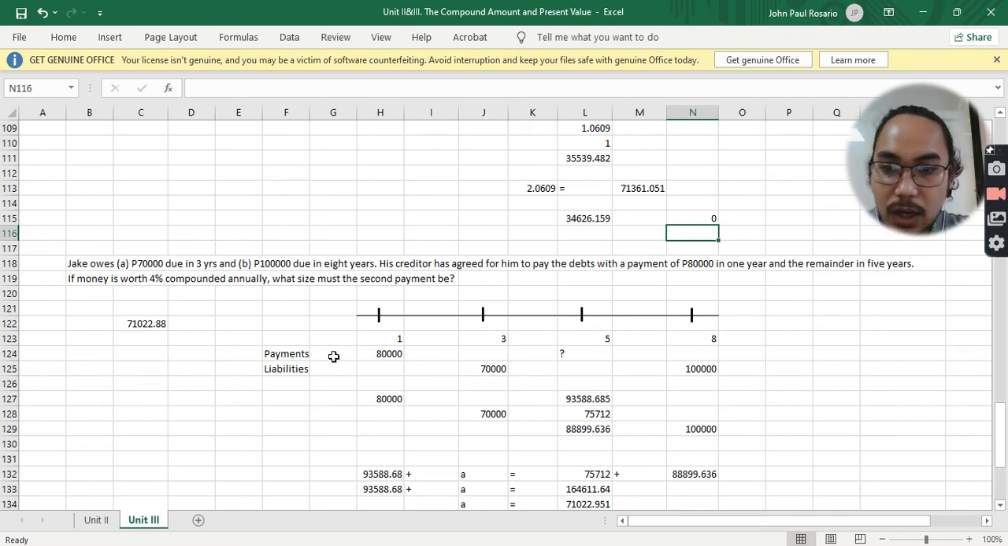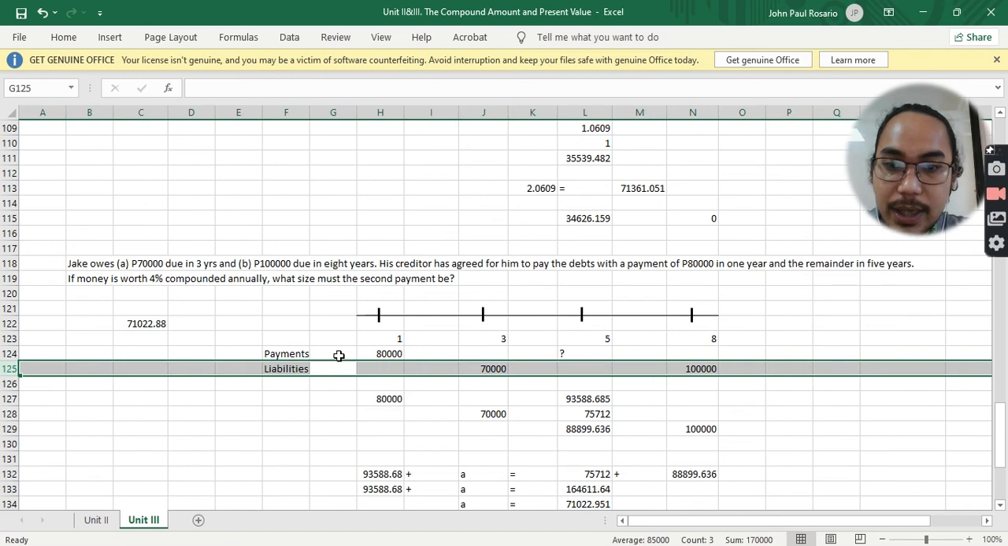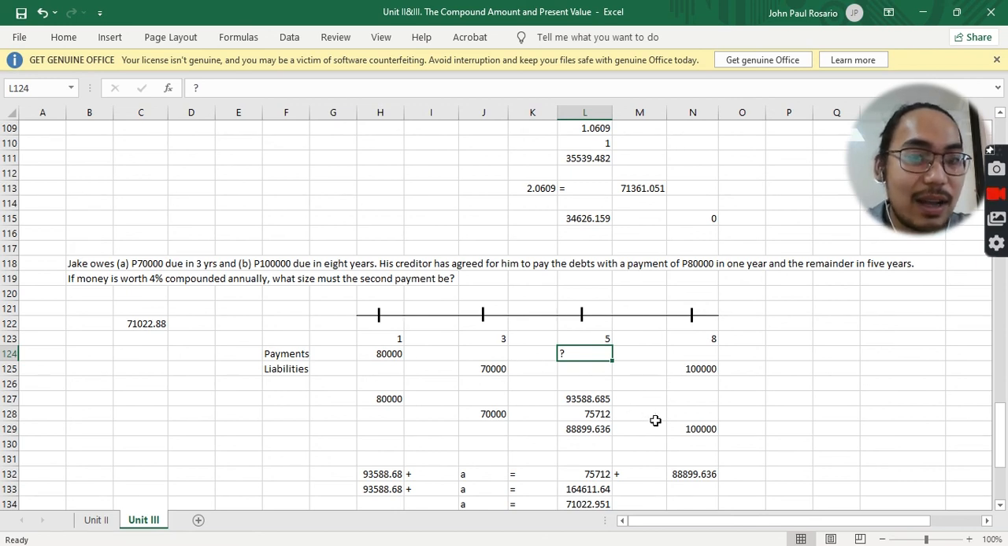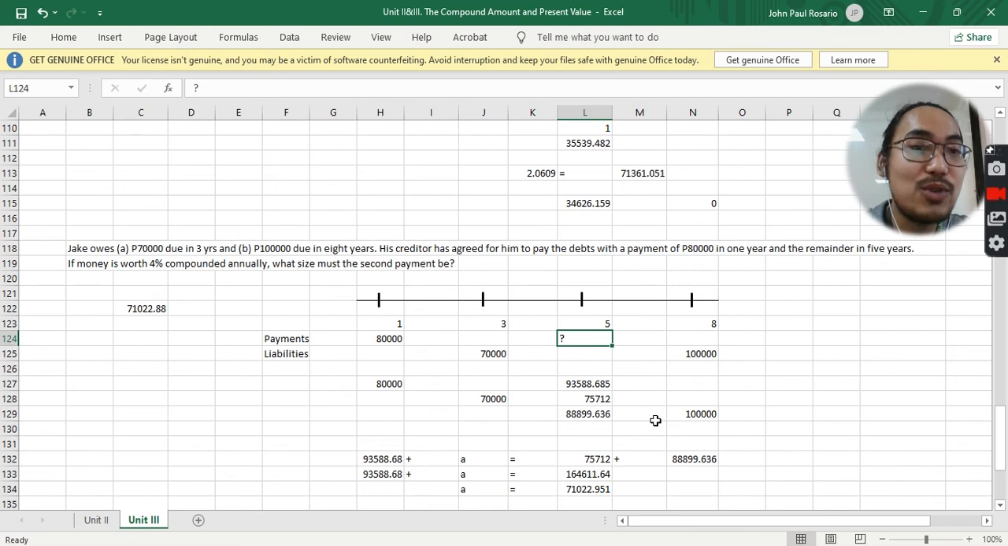Okay, so we have here a row for payments and a row for liabilities. So for the time periods, we have year 3 and year 8 for liabilities at 70,000 and 100,000 respectively. We also have year 1 and year 5 for our payments with 80,000 for year 1 and an unknown value for year 5. So now since the unknown value is at year 5, we have to translate our known values, which are debts 1 and 2 and payment 1, to their equivalent values at year 5.